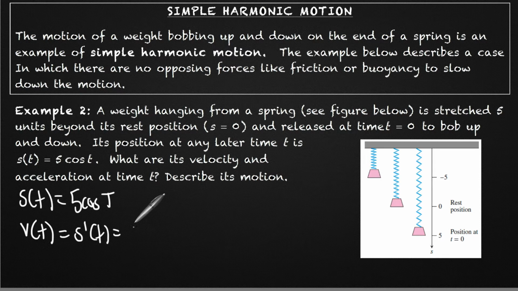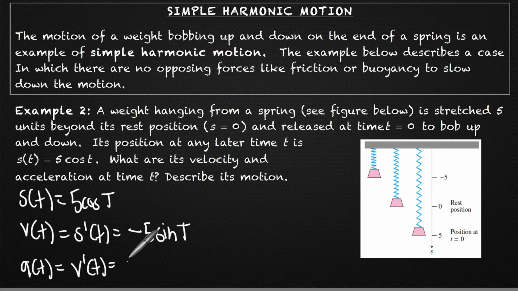So according to our table, the derivative of cosine is negative sine, so negative 5 sine t. Now the acceleration is the derivative of the velocity, which is also the second derivative of the position. That's going to give us negative 5 cosine of t. So here's your position, here's your velocity, here's your acceleration.